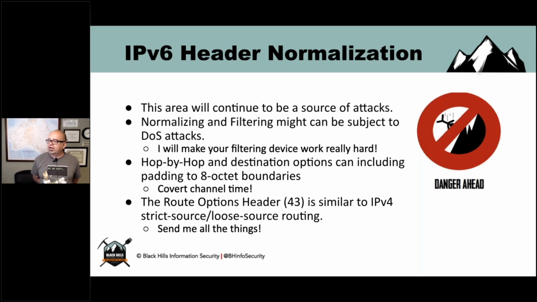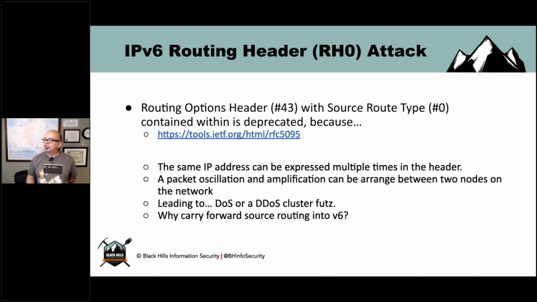And then one of the really nasty ones, the route options header, is similar to v4 strict source, loose source routing, meaning send me all the things. And in fact, there was a very early attack published with the route options header that had a source route type of 0 contained within it, and that became deprecated. And it sort of goes like this.